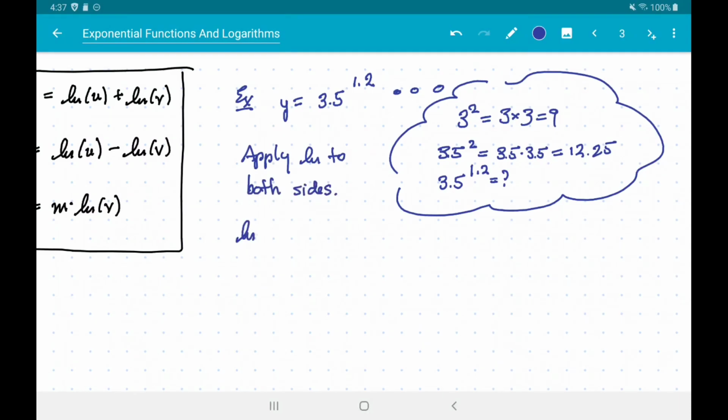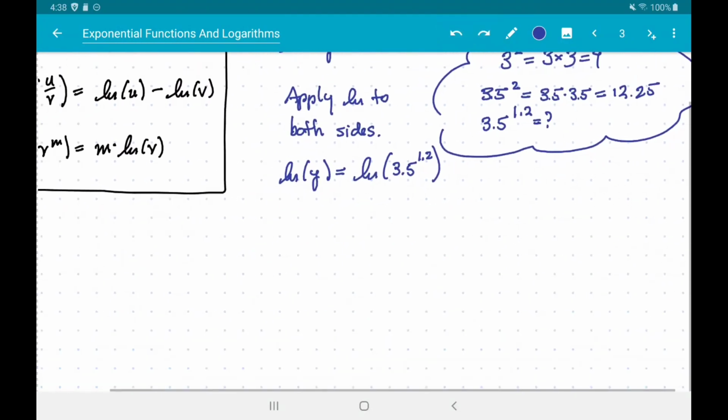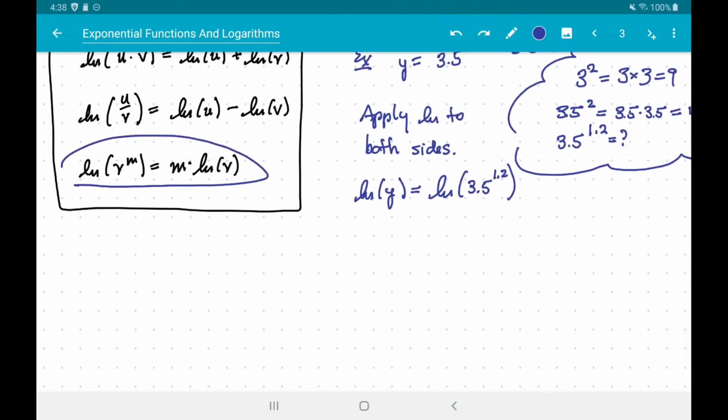So ln of y is equal to ln of 3.5 to the 1.2. Sorry, I put the parentheses in the wrong place, 1.2, like that. So ln of the left equals ln of the right. Okay. Now I'm going to look at my properties and apply this one to the right-hand side.